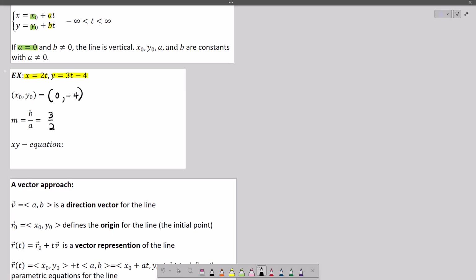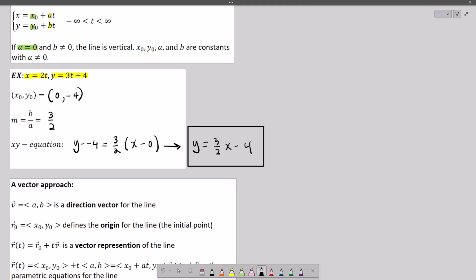And then the xy equation. We know how to do it from this point, with the point and the slope. We're going to do y minus 4. This is point slope. Equals the slope multiplied by x minus x sub 0. So if we simplify this a little bit, generally we're going to solve for y. Lines in two-dimensional space are functions unless they're vertical, so usually we'll solve for y. So we're going to have 3 halves x. 3 halves times 0 is 0, and then we're going to subtract the 4 to the right. This will be the line in slope-intercept form.